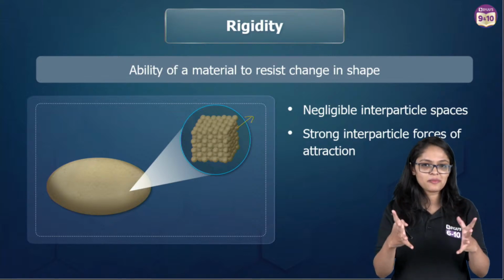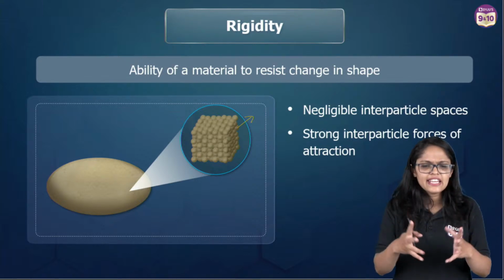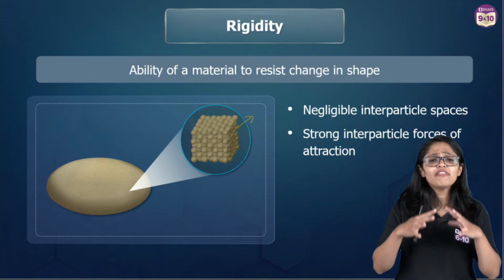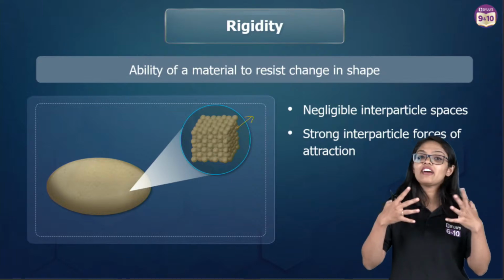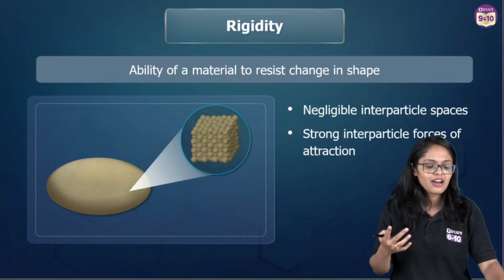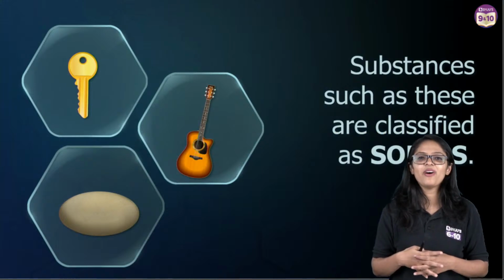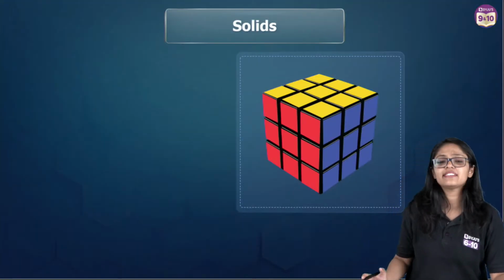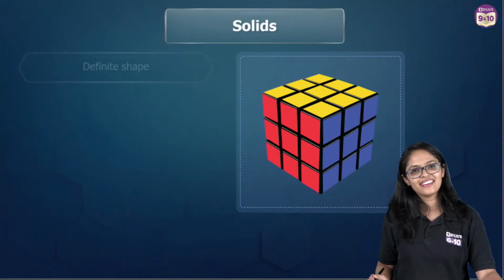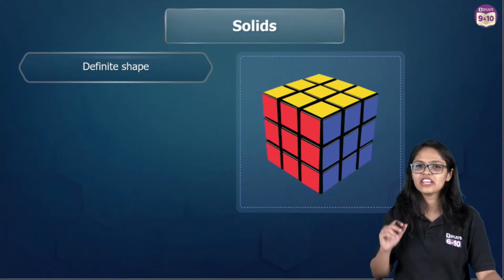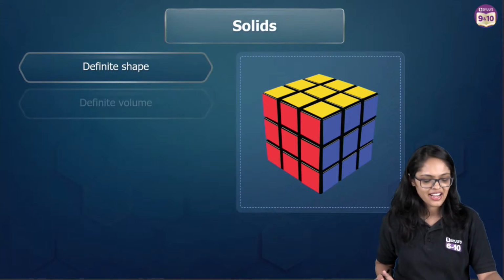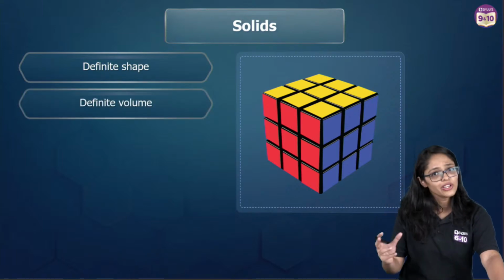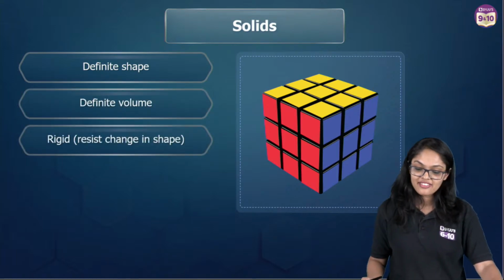And these substances, which are very rigid and have definite shape and definite volume, are what we call solids. Yes, they are called solids. So what are the characteristics of solids? They have definite shape, which we already discussed, and also they have definite volume, and they are rigid.